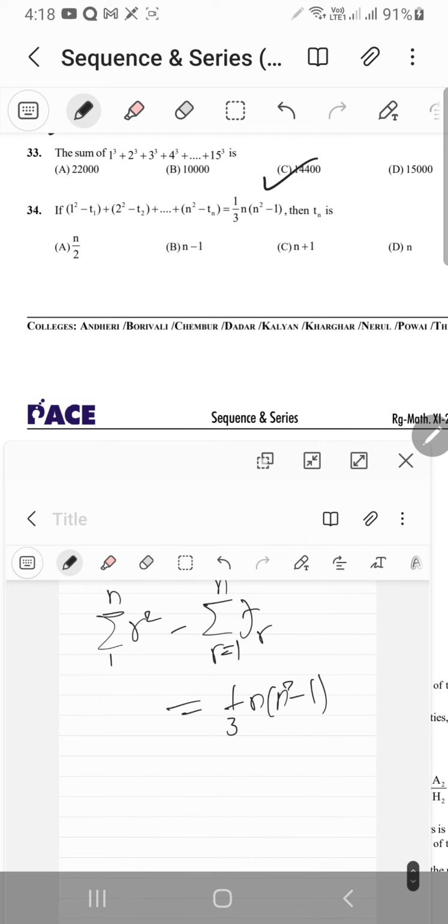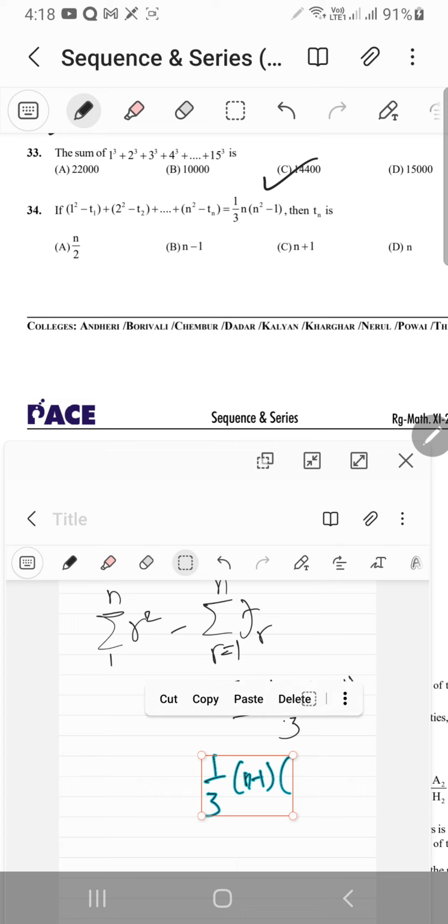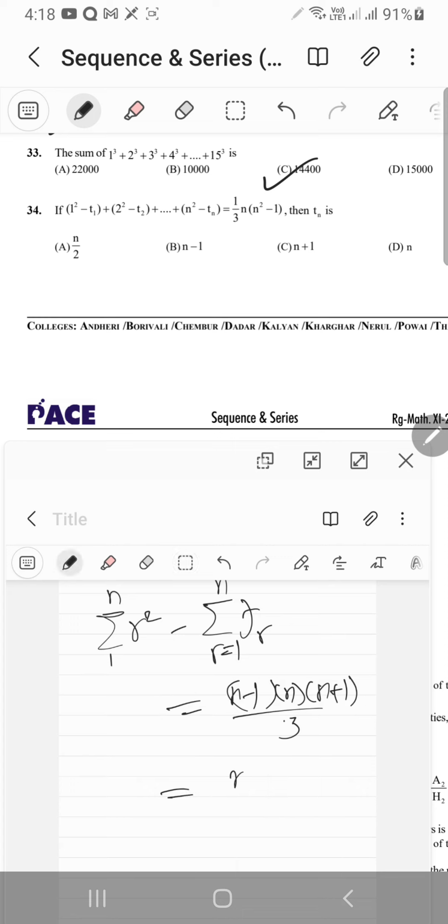So what happens when you change n? When you put n minus 1 over there, in fact you can write it in a better format. I think you can write it as n minus 1 into n plus 1 upon 3. Yeah, that's better. So now this will be n minus 2 into n minus 1 into n upon 3. These two are common. That's the whole plan.